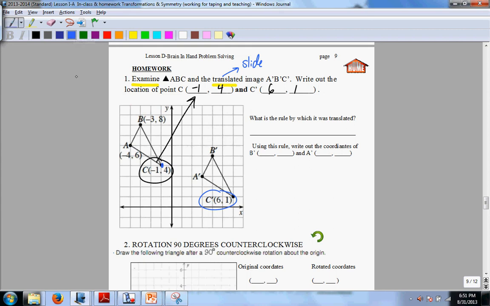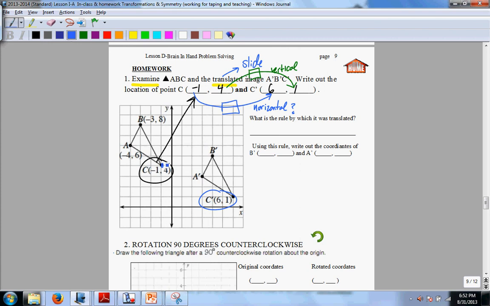So there's two things you want to ask yourselves. How did the horizontal component move? What is the difference there? Did we go up or down? And then what was the vertical rule? Again, did we go up or down, positive or negative? So you define what the rule is for both of those.